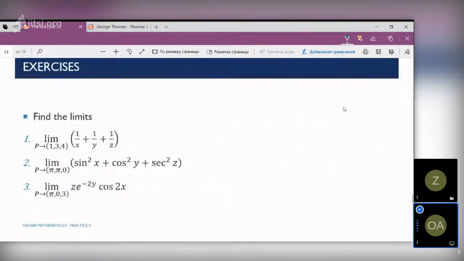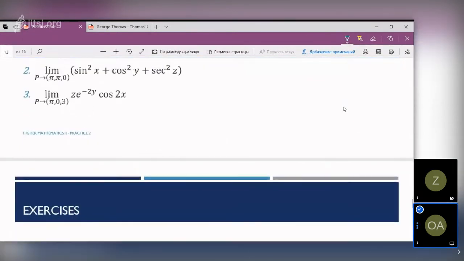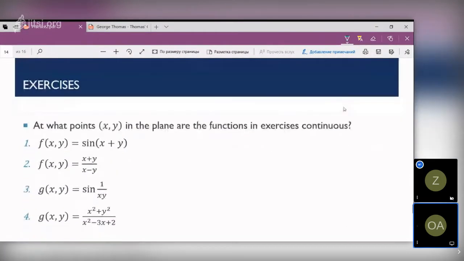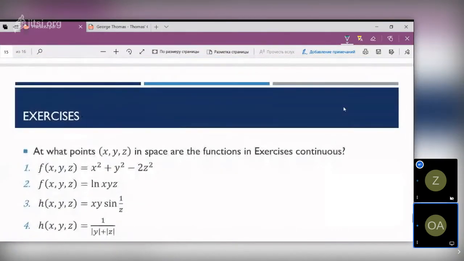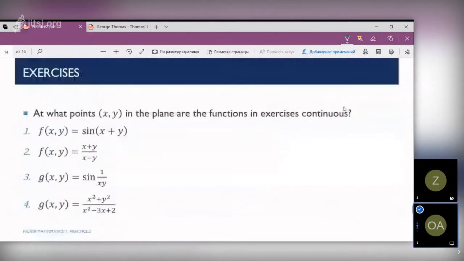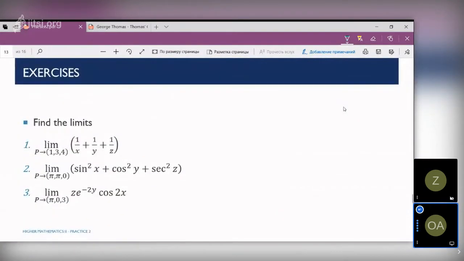There is exercise 4, and there are some more limits with 3 variables. And there are some exercises to check for continuity of the functions. So let us move to the limits with 3 variables. The first example says on page 13, limit p tends to 1, 3, 4, which is 1 is for x here, 3 is for y, 4 is for z. And we have to calculate this limit.